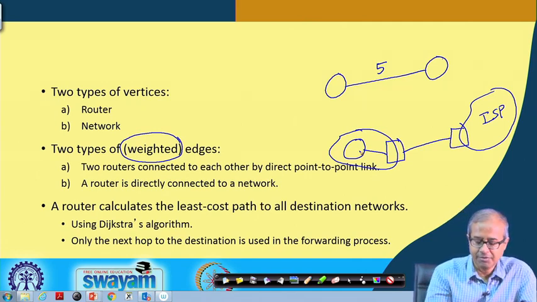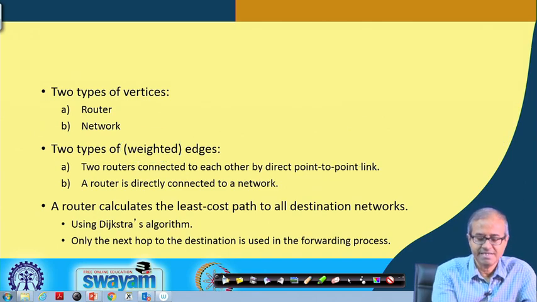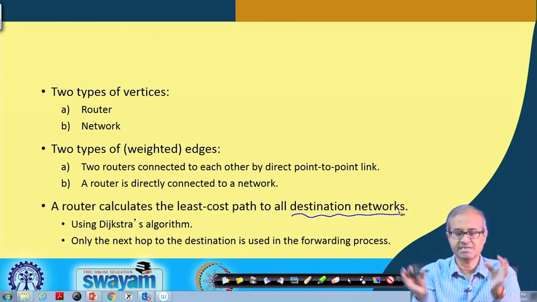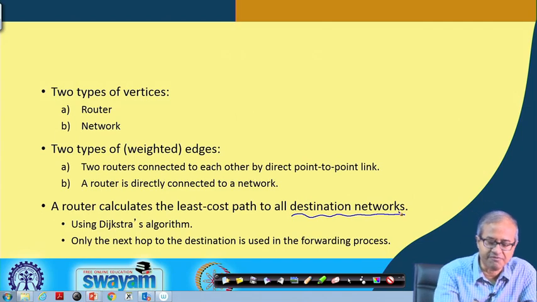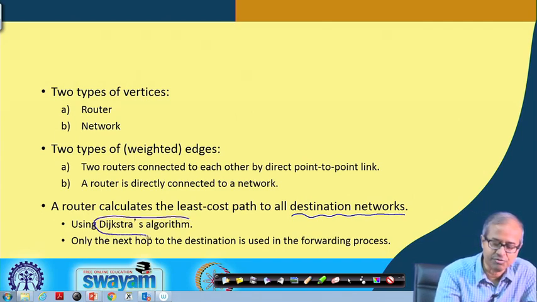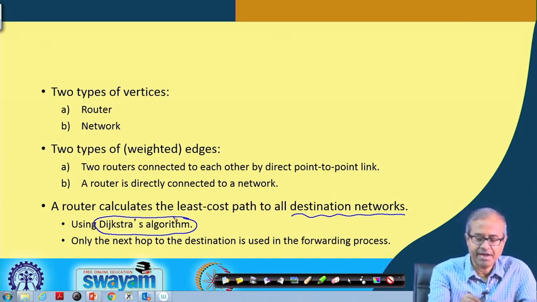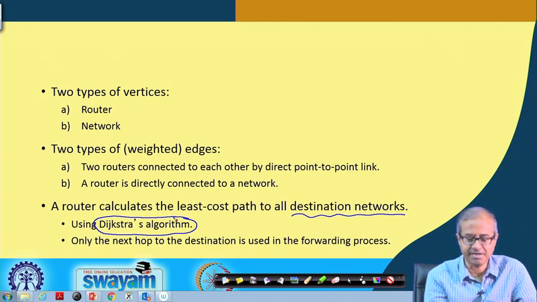Now, in this OSPF method, each router will try to calculate the least cost path to all destination networks that are available in its own database. It has a set of networks in its database, it tries to compute the shortest path to all the networks, and it uses a very well known algorithm, Dijkstra's algorithm. Dijkstra's algorithm computes the shortest path between pairs of nodes in a graph. And once this is done, the routing tables are updated.